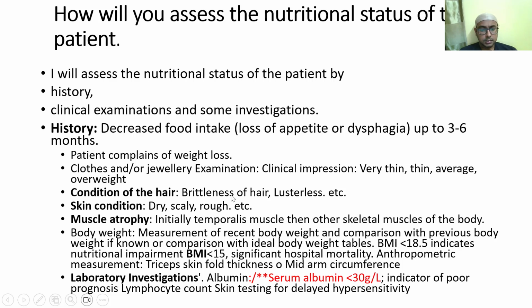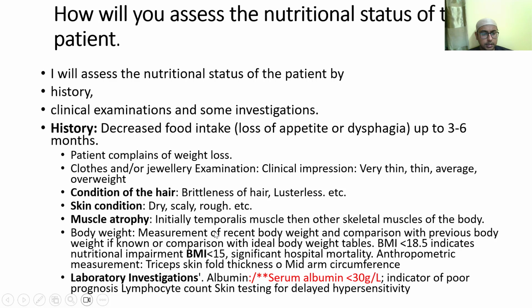Conditions of the hair, that is brittleness of the hair and lusterless skin, not shiny, and the subcutaneous fat will be lost, and the skin will be dry, scaly, rough, and there is muscle atrophy, initially the temporalis muscle, then other skeletal muscles of the body, because here you will see the muscles of the scalp will be shrunken, and after all the facial muscles and also the whole muscle will be problematic.